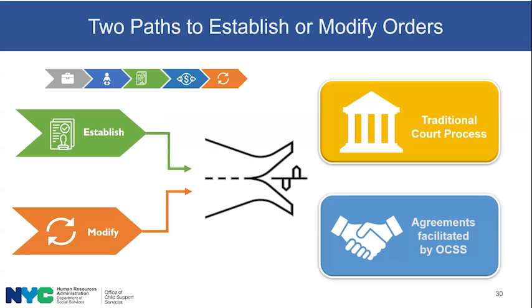Now, there are 2 ways to establish or modify an order. One of those is the traditional court process, which we outlined earlier. A petition is sent to family court to either establish paternity and support or just for support. And then a summons is sent to the non-custodial parent, and both parties appear in family court.